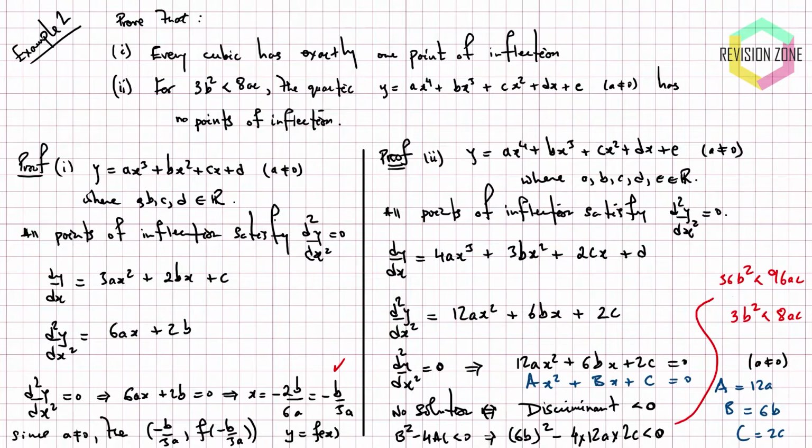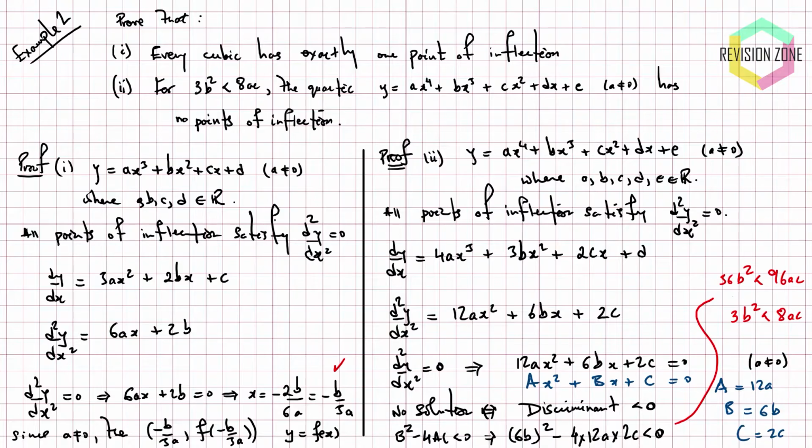So what we've been able to show is provided that this condition here is satisfied, then there is no chance for this quadratic to be 0, but that's the same thing as the second derivative to that quartic not having any solutions for the second derivative being 0. In other words, that quartic will never have a point of inflection provided this condition is satisfied. So we've been able to show exactly what we had to show.